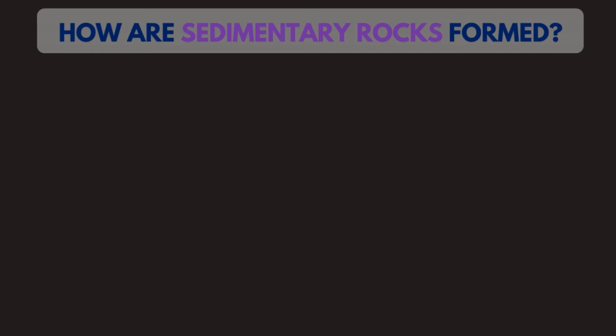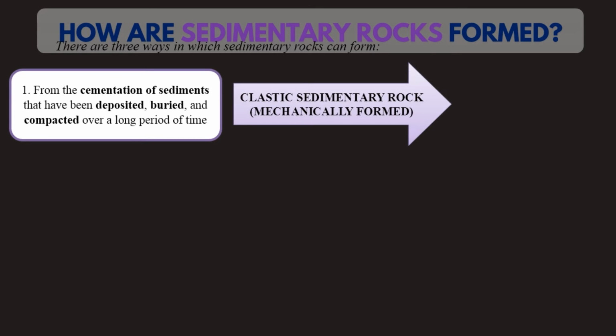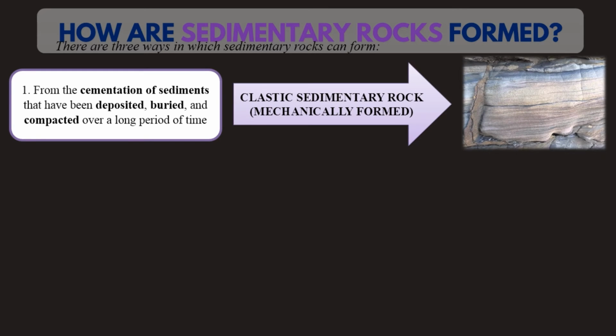Just like the igneous rocks, sedimentary rocks can form in three main ways. The first one is from the cementation of sediments that have been deposited, buried, and compacted over a long period of time. This will result in the formation of clastic sedimentary rock, meaning a mechanically formed type of rock. As an example, we have here the shale.